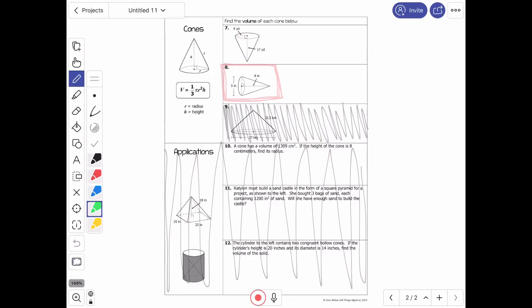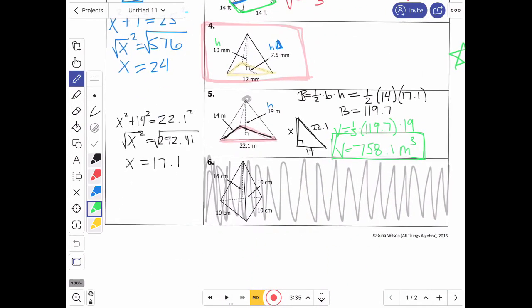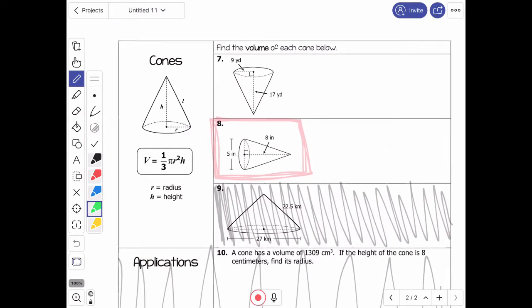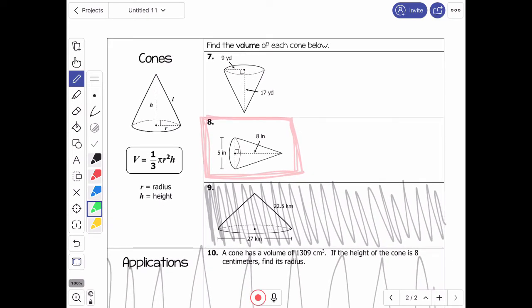Moving on to the back. Oh, I forgot to mention, we're not going to do number 6. I just don't feel like it, so we're not doing it. For the back page, we just have some cone problems. We're not going to do number 9. We're only going to do number 7, so you are in luck. Just one more problem to go.